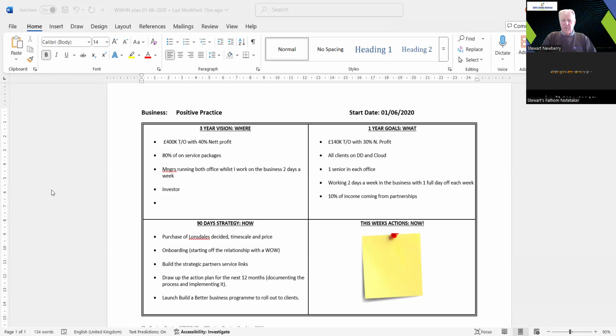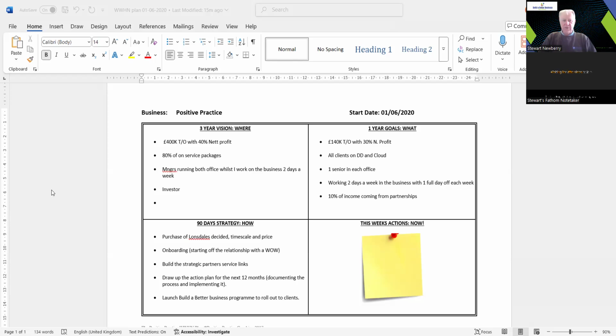So let's talk about the 3-year vision. Where do you want your business to be in 3 years' time? It's as simple as that. Nothing complex, not looking for you to write a novel.